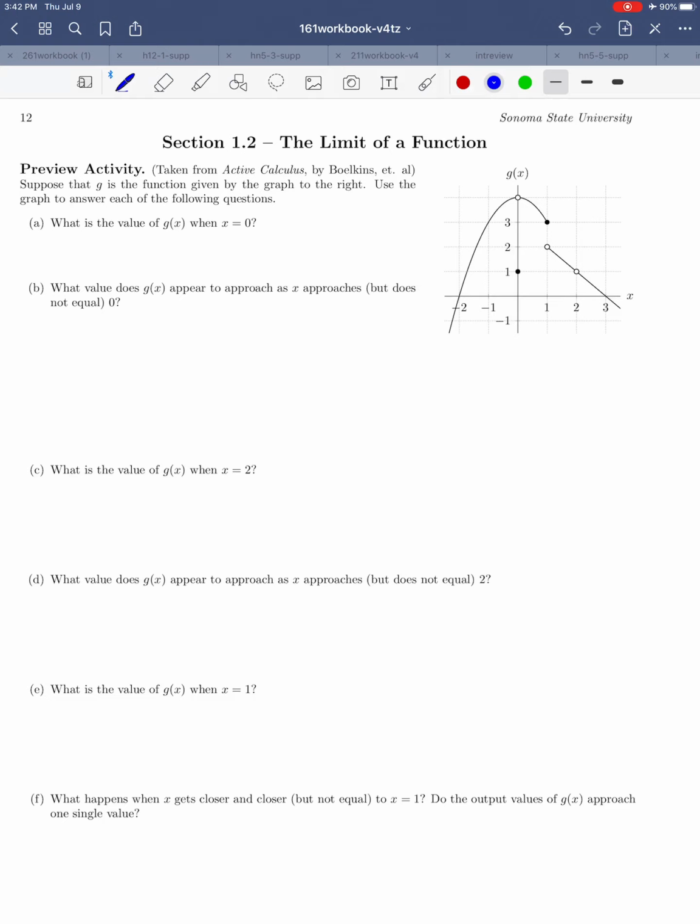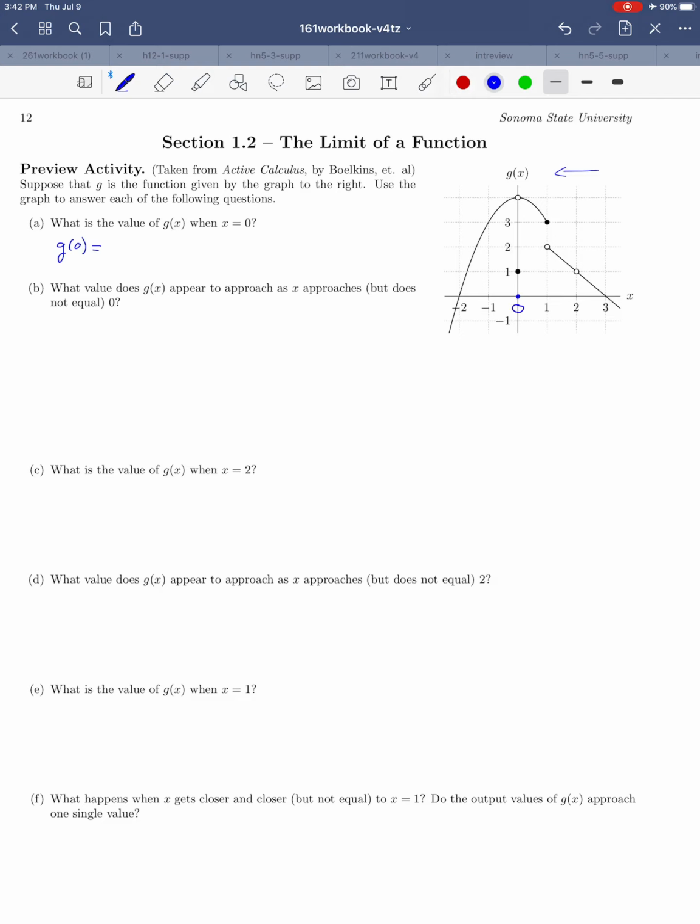Okay, let's see if we can answer these questions in our preview activity. They are all about the function g of x that's given in terms of the graph over here on the right. And that's all we know about this function. So, part A, what's the value of g of x when x is equal to 0? This is another way of asking for g of 0. So, what is the output of our function when the input is 0?